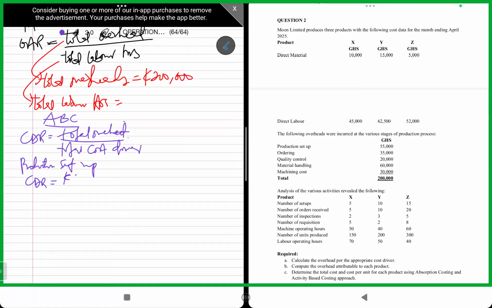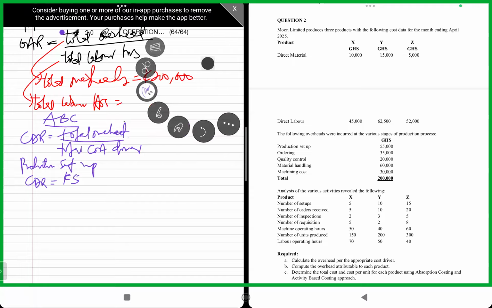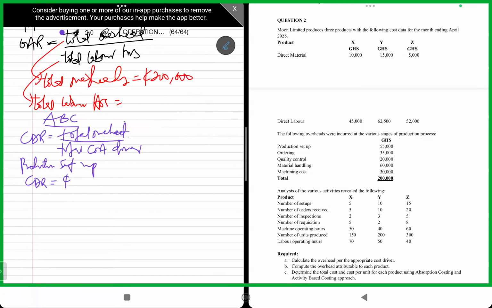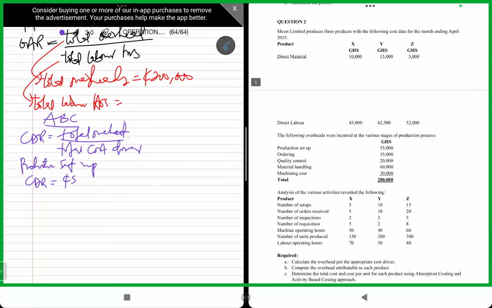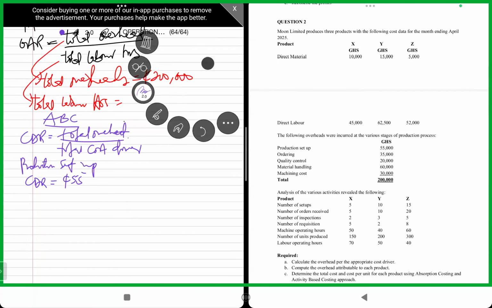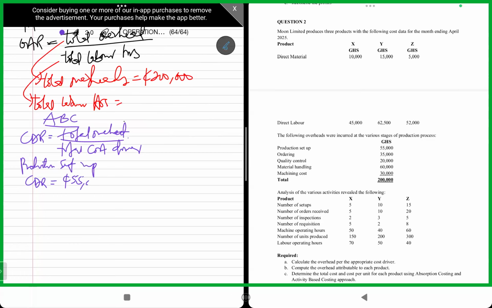55,000. Please don't just say 55. 55 can mean anything. Say the 1,000. We are discussing accounting here, so it is 55,000 cedis. 55,000 divided by, what is the total cost driver?